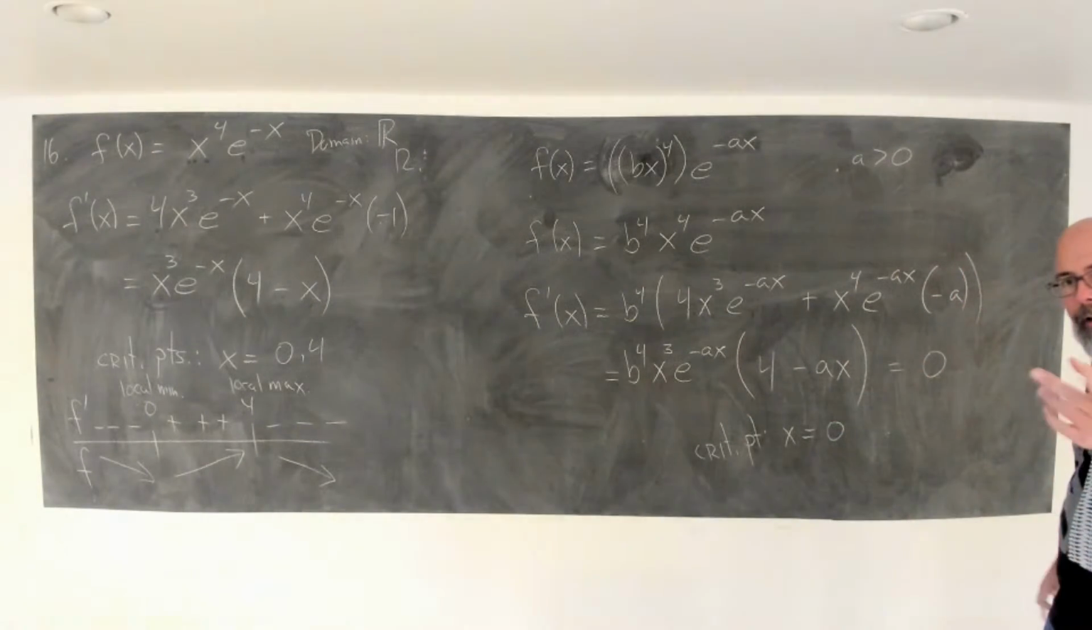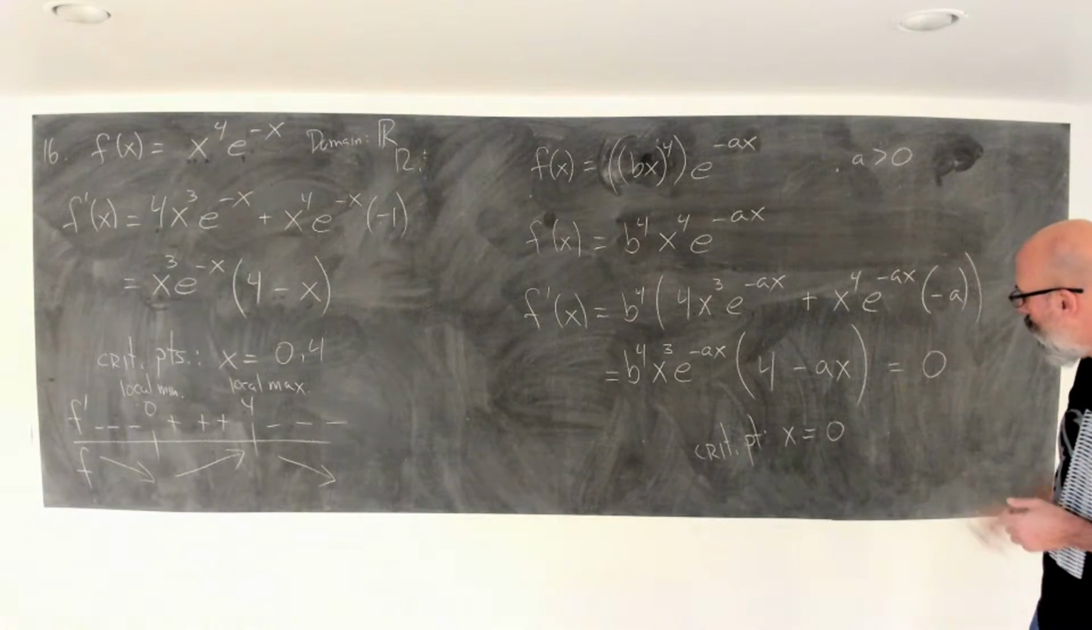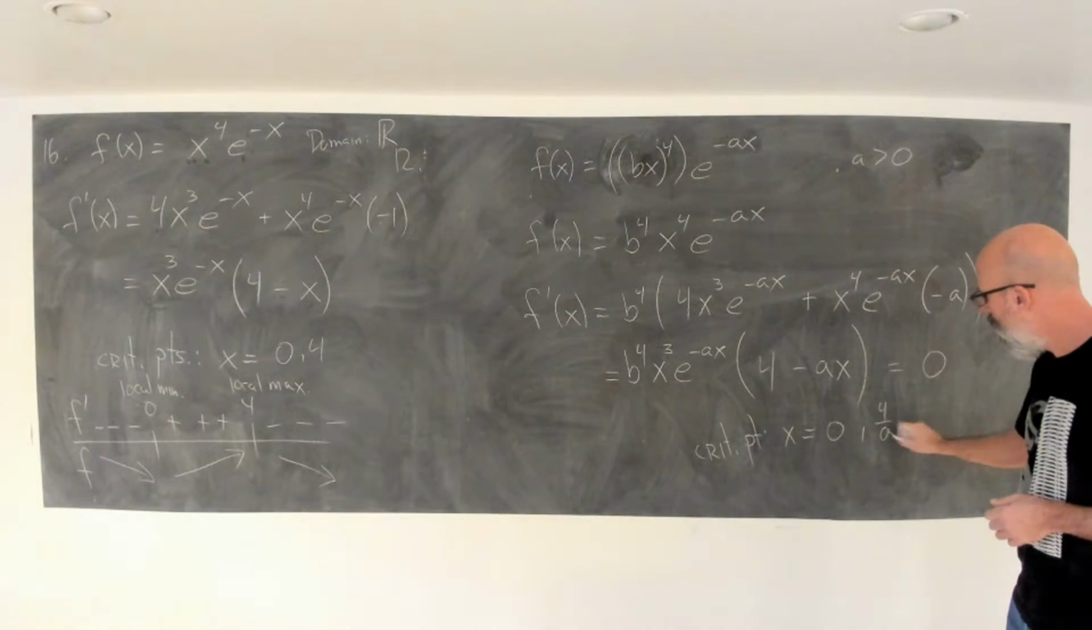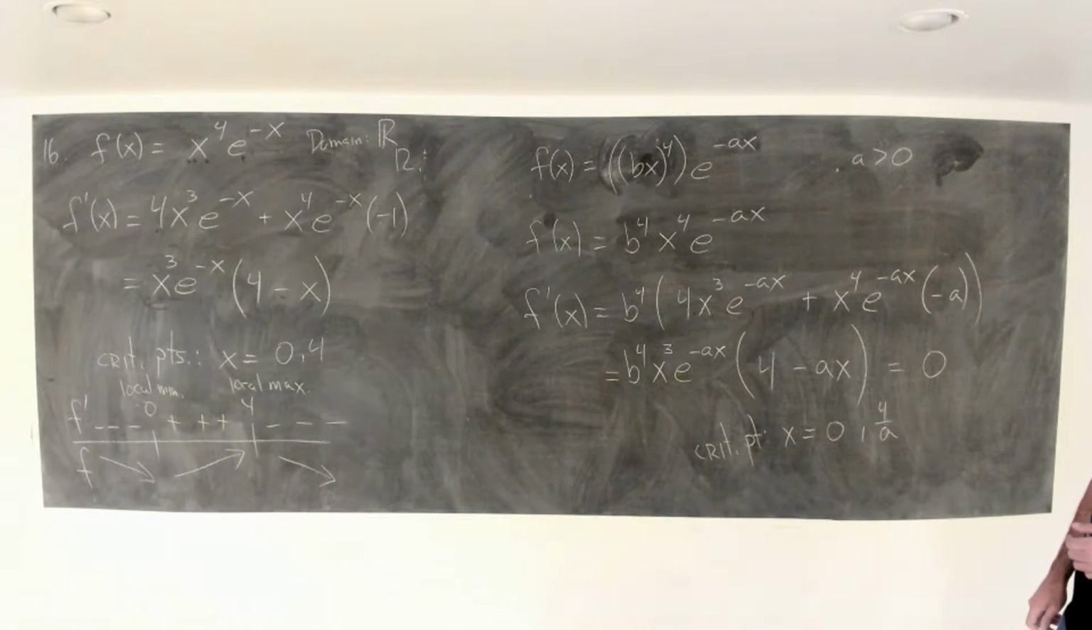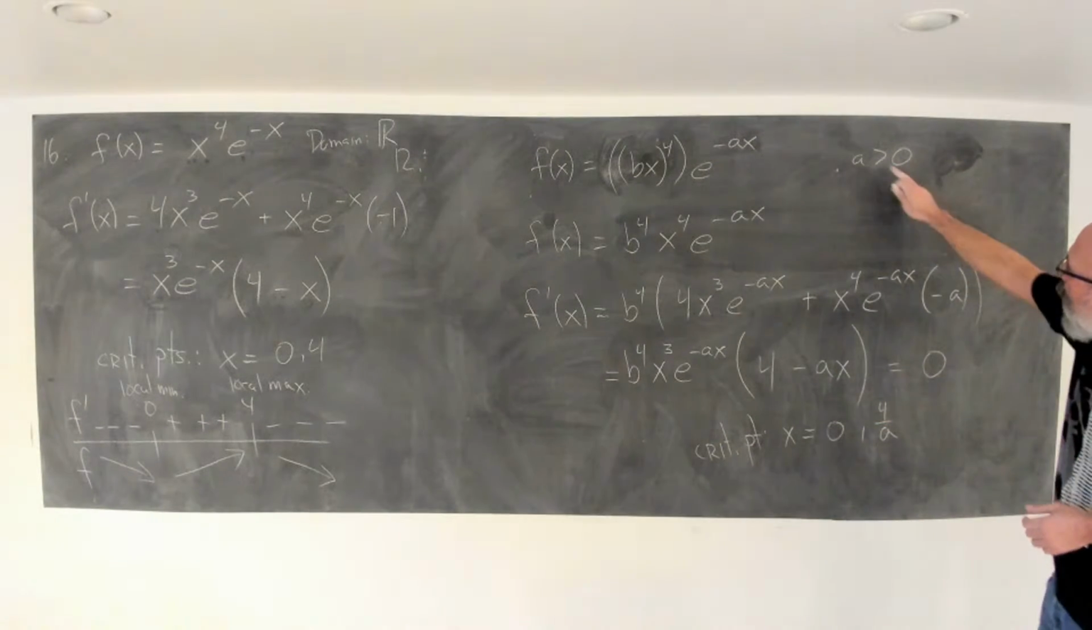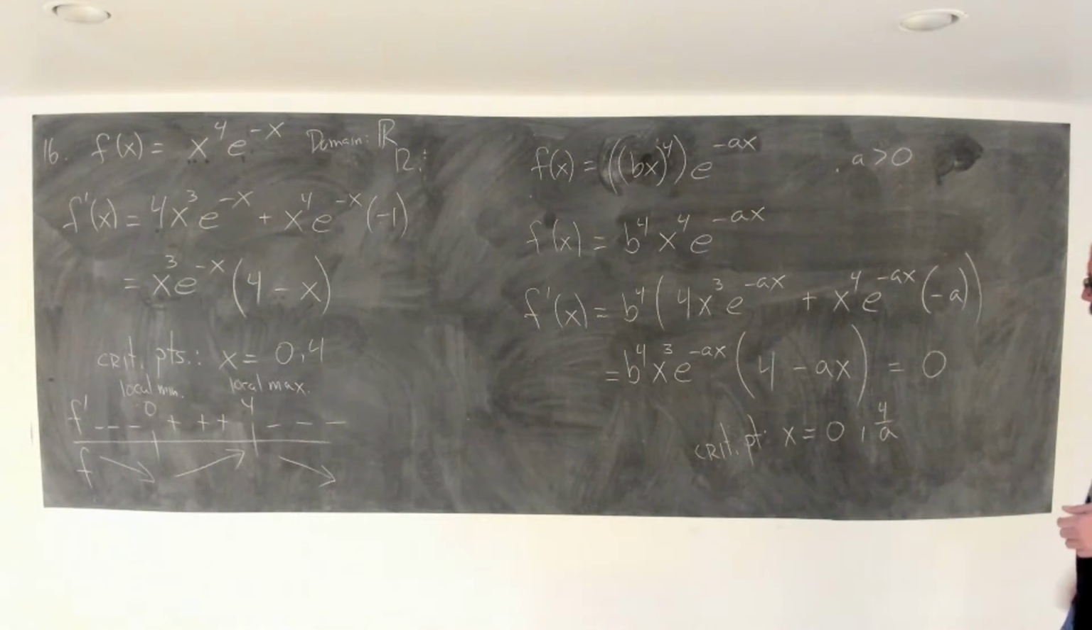Here, as Zoe points out, we have a product, we have a critical point 4 over a. We can divide by a because it's not equal to 0.